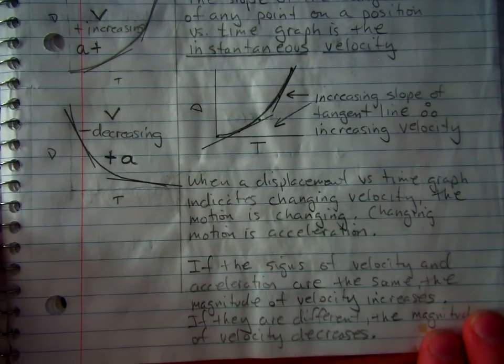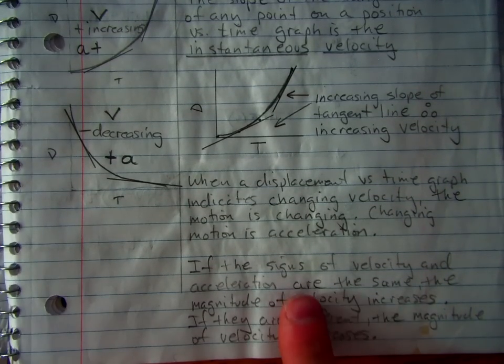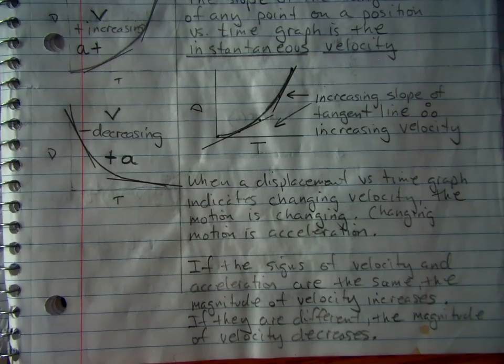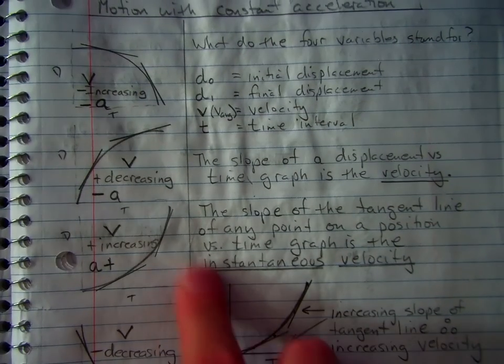Now, the last part: if the sign of the velocity and the acceleration are the same, the magnitude of velocity increases. If they are different, the magnitude of velocity decreases. For instance, if I'm going in the positive direction, my velocity is positive. If my acceleration is positive, I will be speeding up. If my acceleration is negative, I'm still going in the positive direction because my velocity is positive, but I'm going to be slowing down. And that graph is going to look like this.